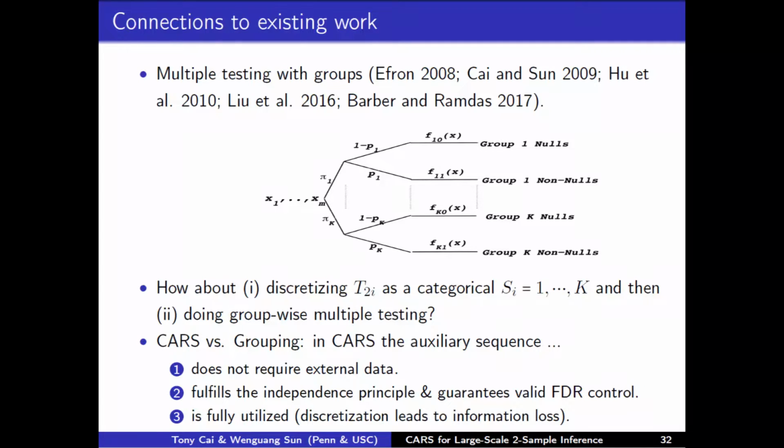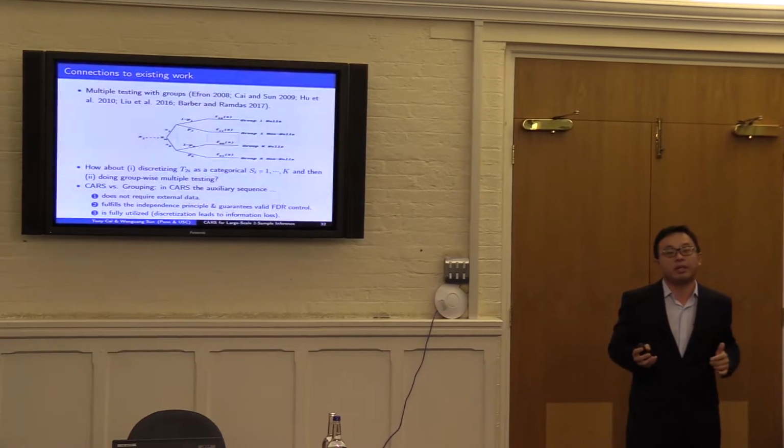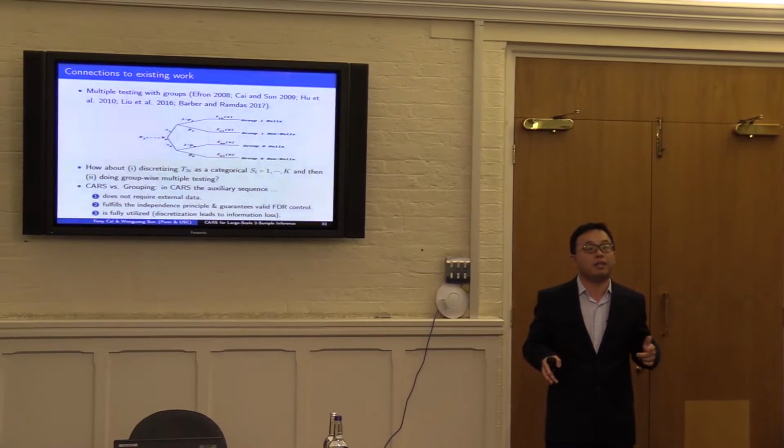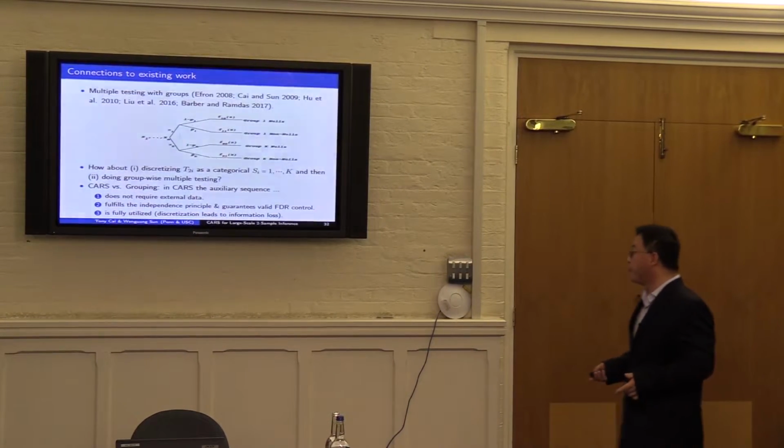And finally, you can think about the grouping method as a discretization of the continuous variable into a categorical variable, and this step will lead to further information loss. Our CARS procedure is fully efficient because it can utilize the auxiliary information optimally.